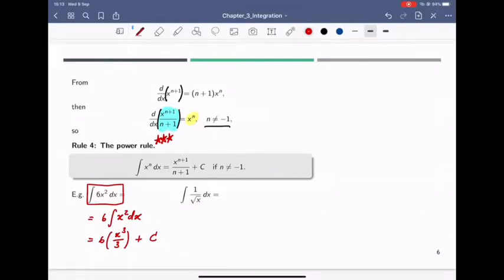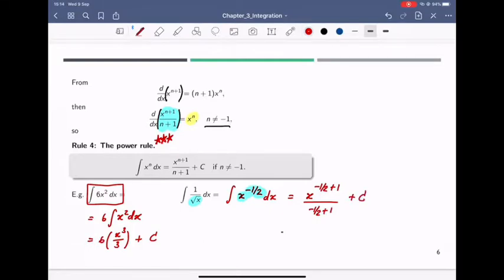So if you want to integrate 1 over square root x dx, here this is the integral of x to the negative 1/2 dx. When you integrate it, I would recommend you switch your square root x to x to the negative 1/2 first, so you can see it easily. And then now you can integrate that. It's going to be x to the negative 1/2 plus 1 because you need to add 1, and then over negative 1/2 plus 1, and then plus c.